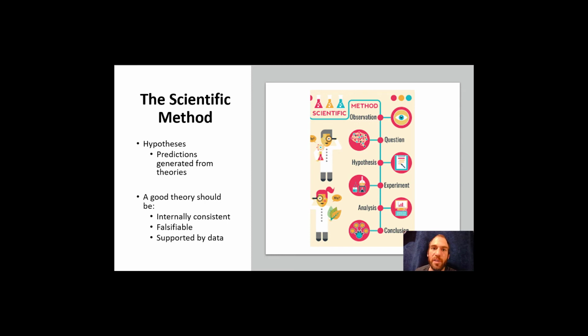Skinner's theory of positive reinforcement. I give you candy and you get better grades. I can test that, right? I can test that hypothesis that me giving you candy will make you have better grades. So within that theory, you automatically have certain hypotheses. A good theory should be internally consistent, falsifiable, and supported by data. So the idea here is a good theory has to be able to be proven wrong, or it's not a scientific theory.